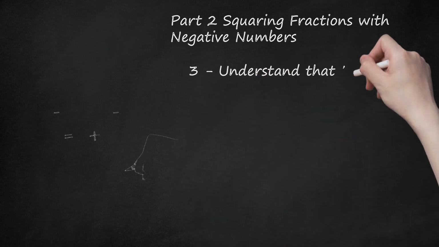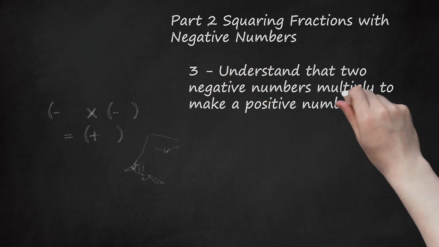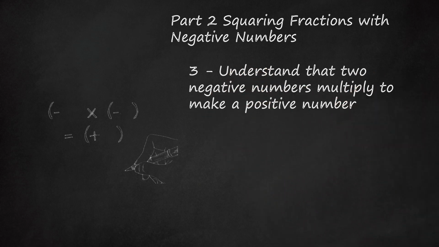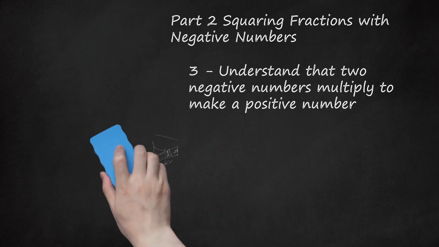3. Understand that two negative numbers multiply to make a positive number. When a minus sign is present, the entire fraction is negative. When you square the fraction, you are multiplying two negative numbers together. Whenever two negative numbers are multiplied together, they make a positive number. For example, -2 times -8 equals +16.